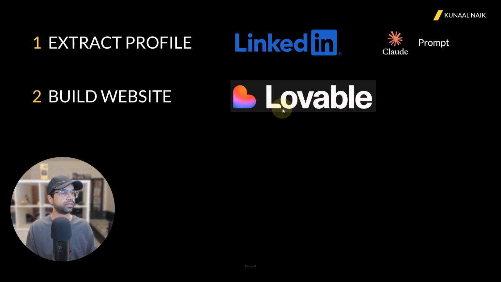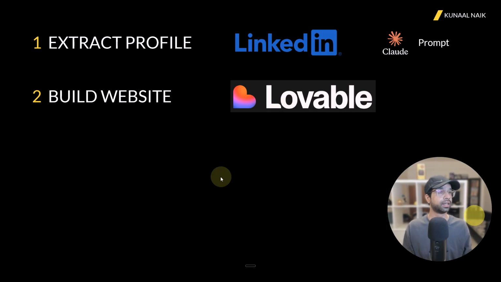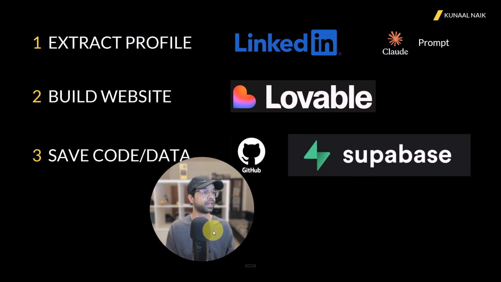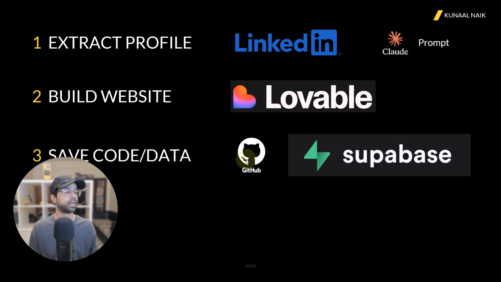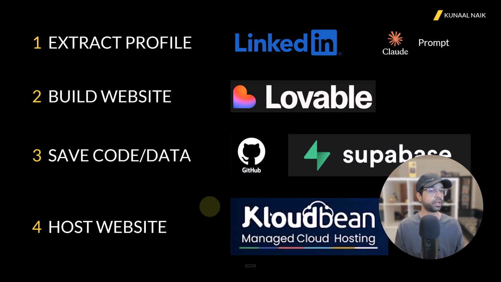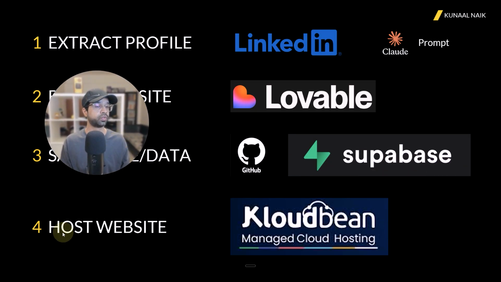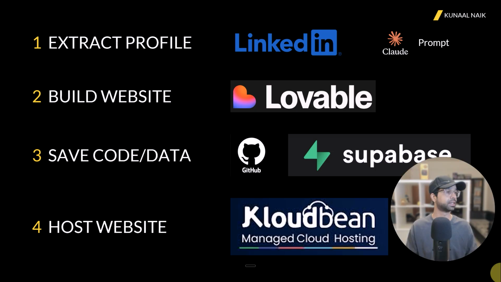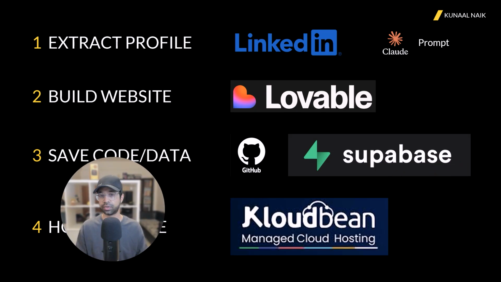Then second, we're going to build a website using Lovable. So hopefully we're just going to give in the entire prompt, and within 1 or 2 prompts it should be done. And we have 5 credits, so we should be able to do it in 5 credits for free. And then next, we can save the data. We can save the code and the data on GitHub or Supabase. And then from this place onwards, we're going to host the website on Kloudbean so that you can share it with the world. So this is the entire plan. So let's just dive in and execute this.